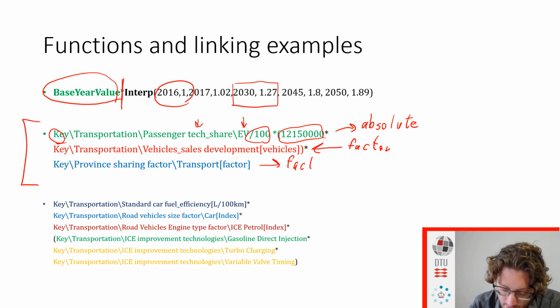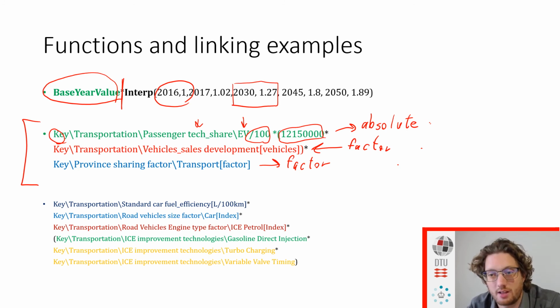So here I successfully multiplied a large absolute number with a factor which is less than 1, and another factor which is less than 1. And that means I, in the end, have my sales development going forward for a particular technology based on the base year, the technology share that is in the future, and the general vehicle sales development factor. That can be more or less than 1, and I also divided that into different provinces, so I can put it into a provincial level quite easily.